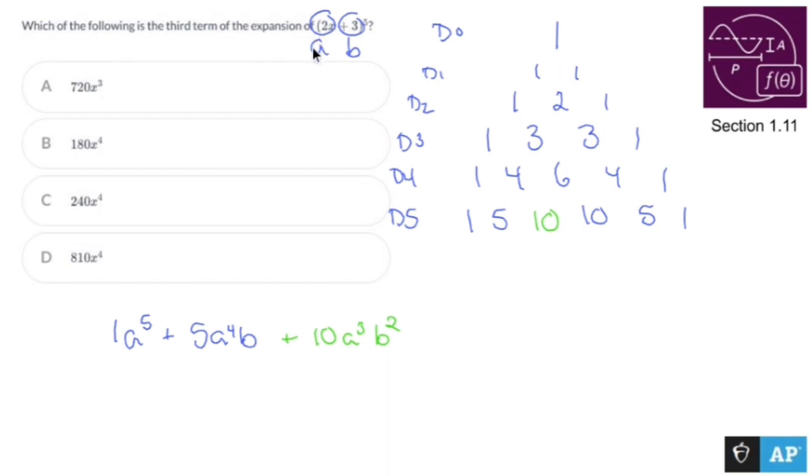What I'm going to do is, since I already labeled A as 2x, I'm going to replace A with 2x. And since I have B as 3, that's going to be 3 squared. So 10 times 2 times 2 times 2 times x times x times x times 3 squared becomes that. And then you get 80 times 9, which is 720, times x to the third gives me A.